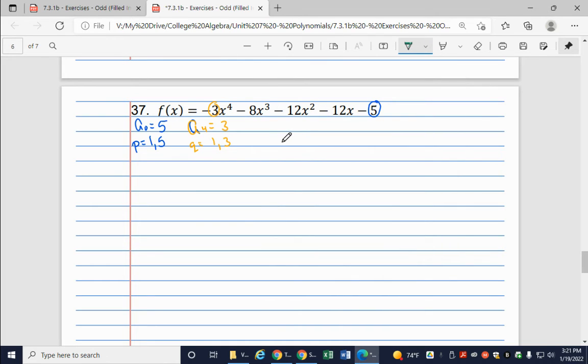So then my possible zeros are going to be my possible P's over Q's. So that's going to be 1 over 1, 1 over 3, 5 over 1, and 5 over 3. It's the positive and negatives of each of those. So there's 8 possible things to try.